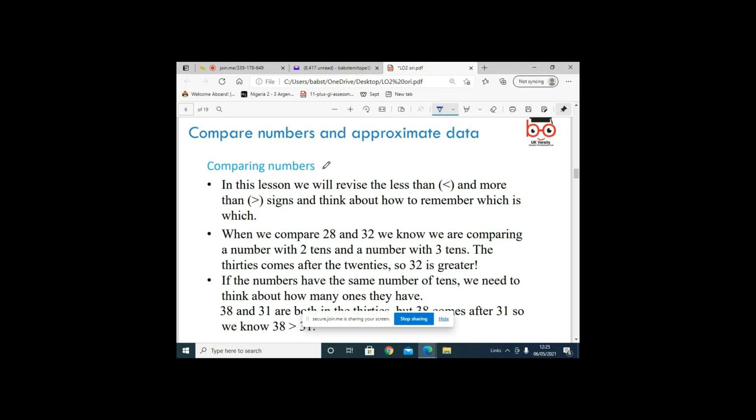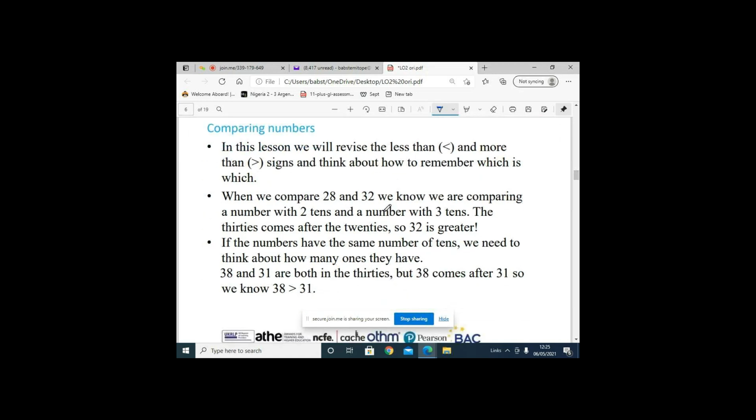So the first thing is that in lessons now, you will revise the less than and greater than signs. If you use your left elbow, it means less than. Your right elbow means greater than. So for example, we compare 28 and 32. We are comparing a number with 2 tens and a number with 3 tens. The tens value of this one is 2, and the tens value for this one is 3. So which one has a greater ten? The second one has a greater ten. So that means that 32 is going to be greater.